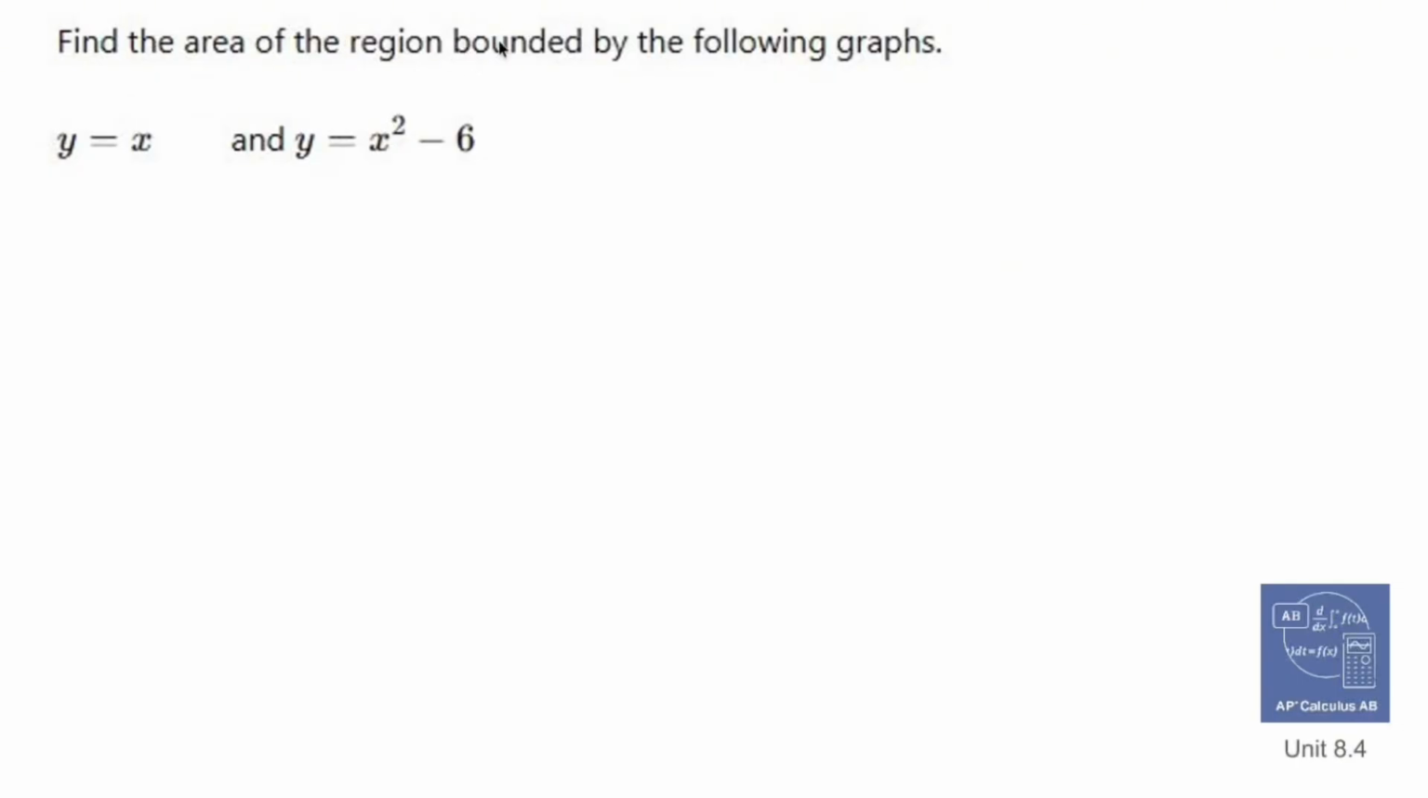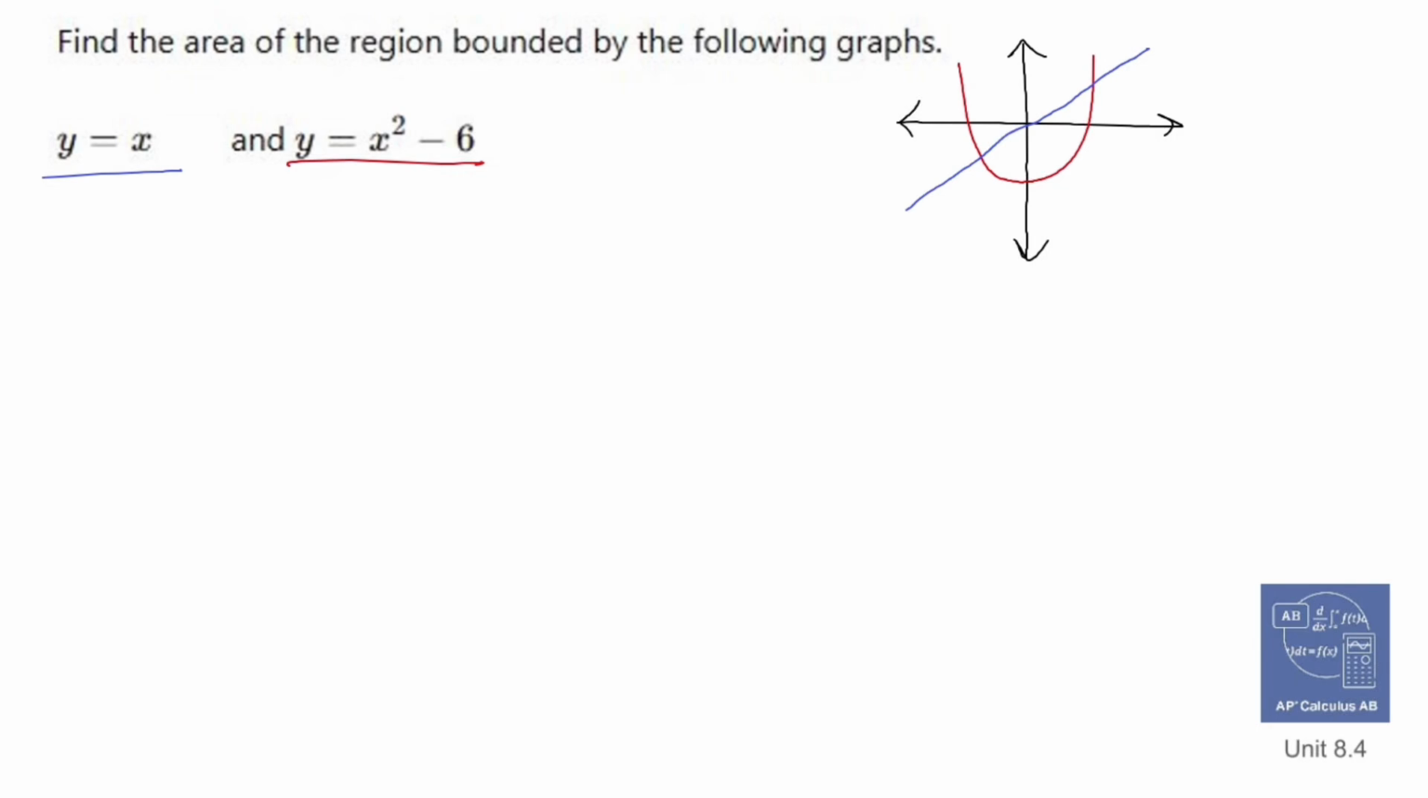Find the area of the region bounded by the following graphs. We have y equals x and y equals x squared minus 6. If I were to draw just a little picture of what's going on here, y equals x squared minus 6 is just a regular old parabola shifted down 6 units, something like that. y equals x is going to be a linear equation going through that. Good job drawing a line by me. No one will ever know.